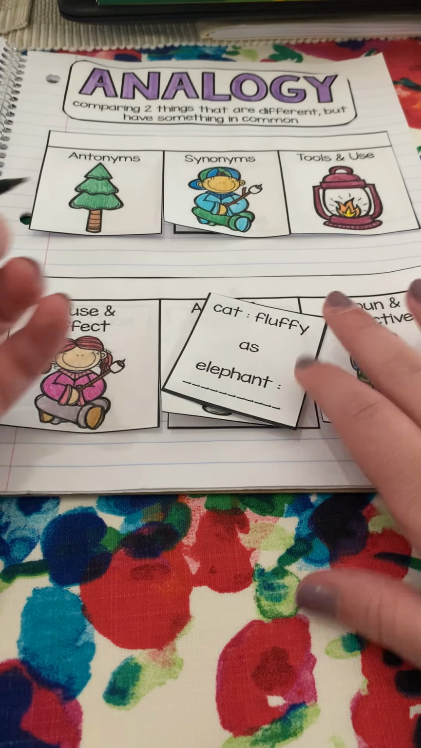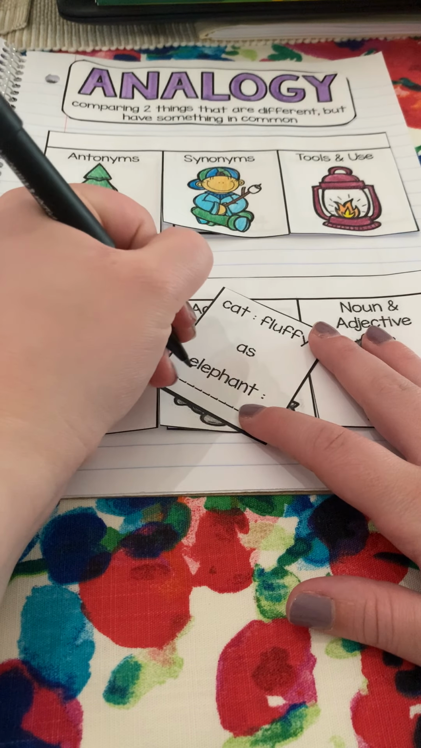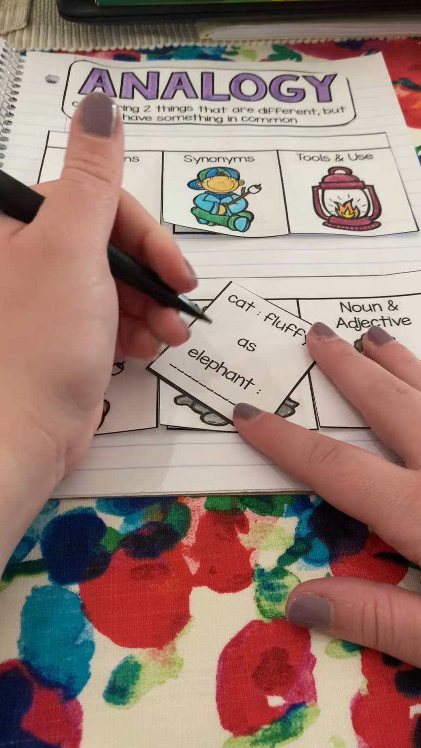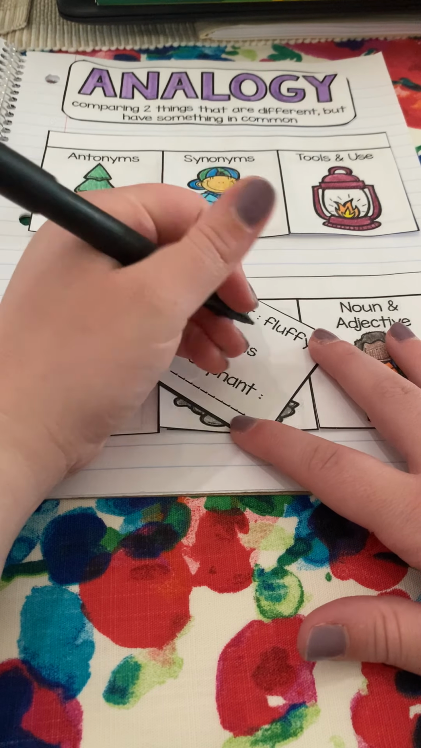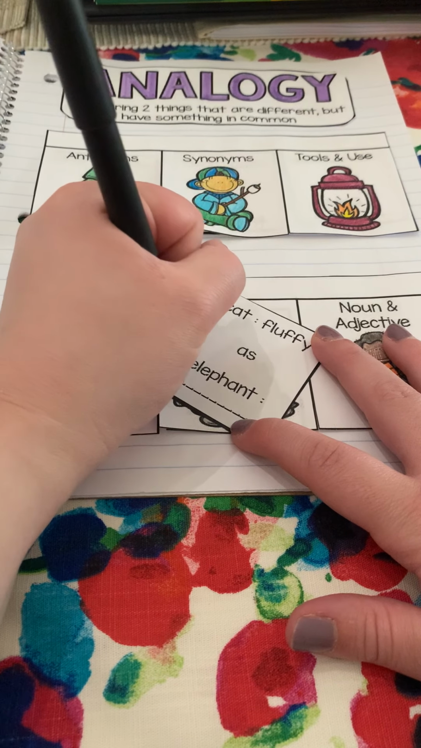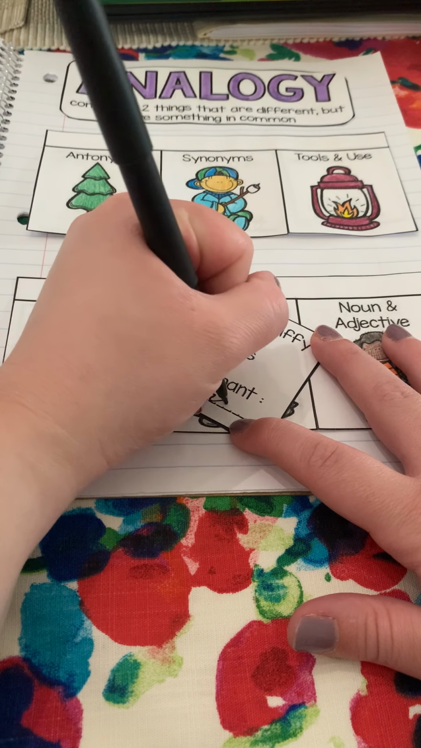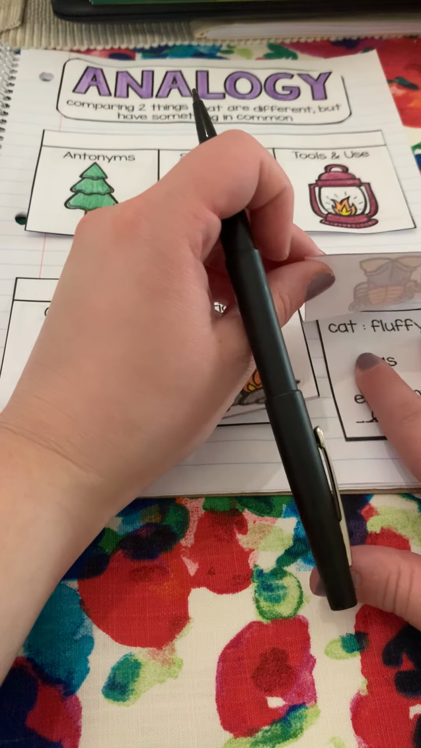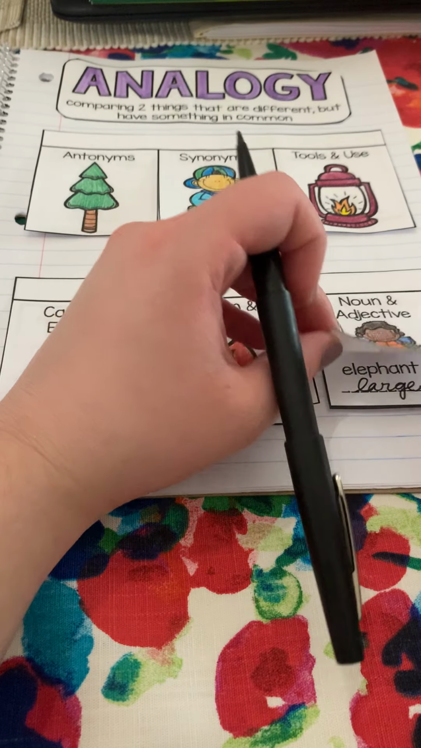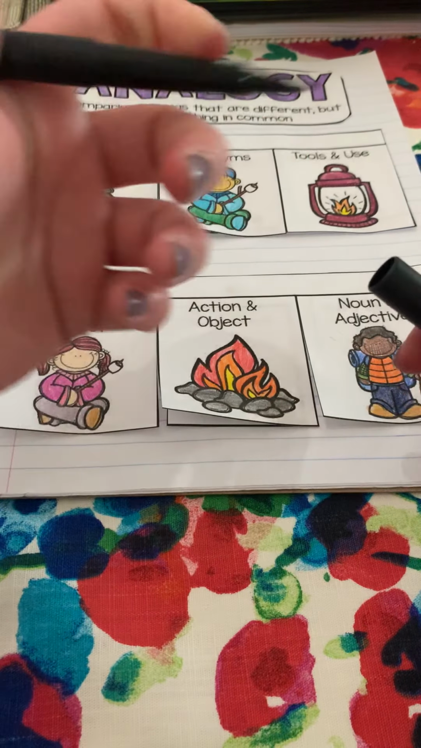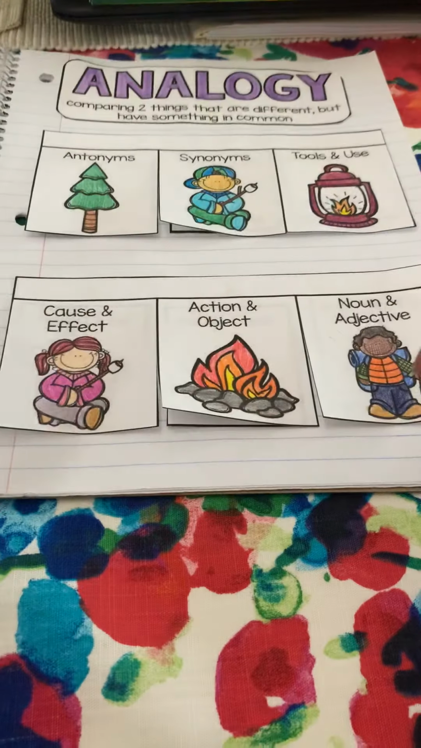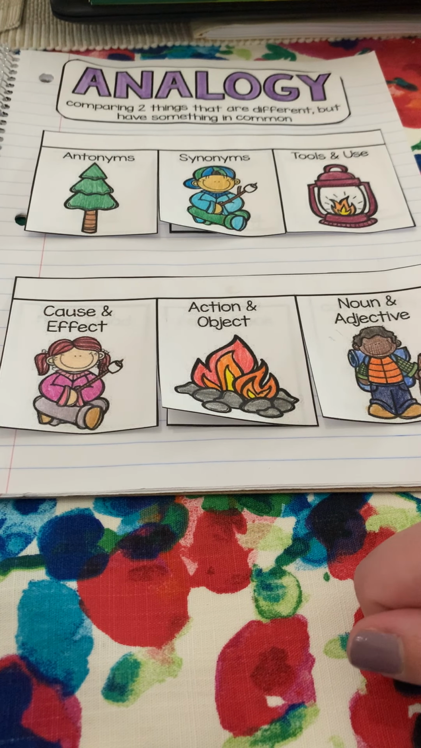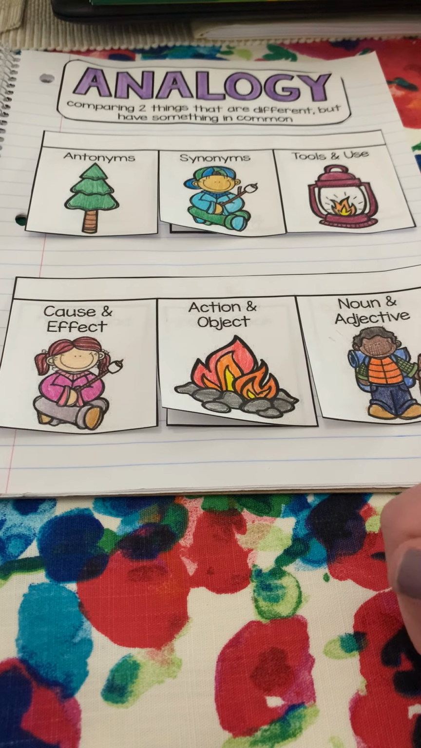So you could say elephant is to large. You could say elephant is to gray, because that's the color of it. I'm going to say large. Okay, so then you can glue those all in under the flaps. I'll open them all up so you can see them again. And then I'm going to show you what you're going to do on Monday for your work on analogies.